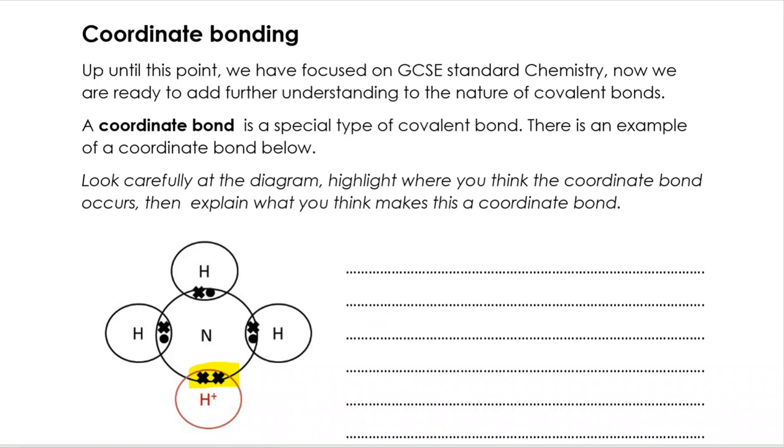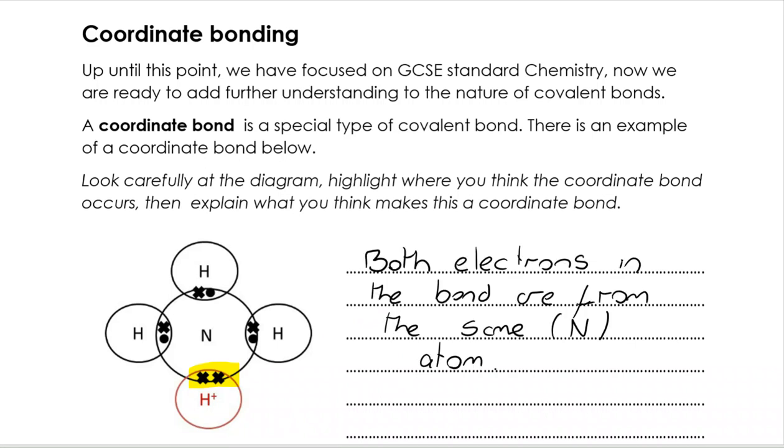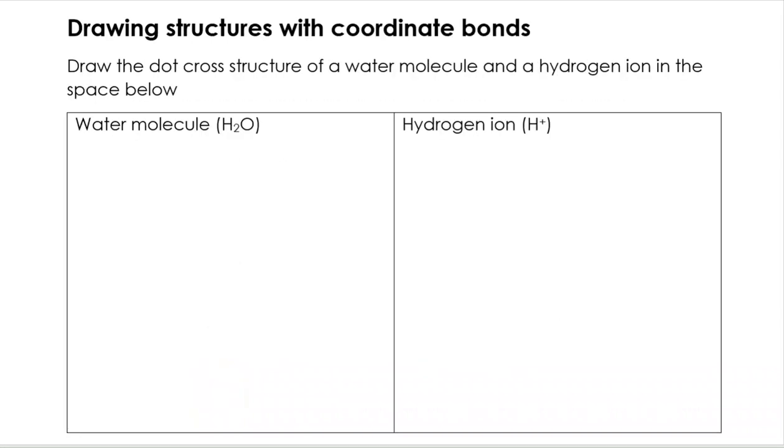It is a covalent bond. However, both of the electrons have come from the same nitrogen atom. So for that reason, we call it a coordinate bond. A coordinate bond, to keep it really simple, is a covalent bond where both electrons are provided by the same atom. So let's look at some examples.